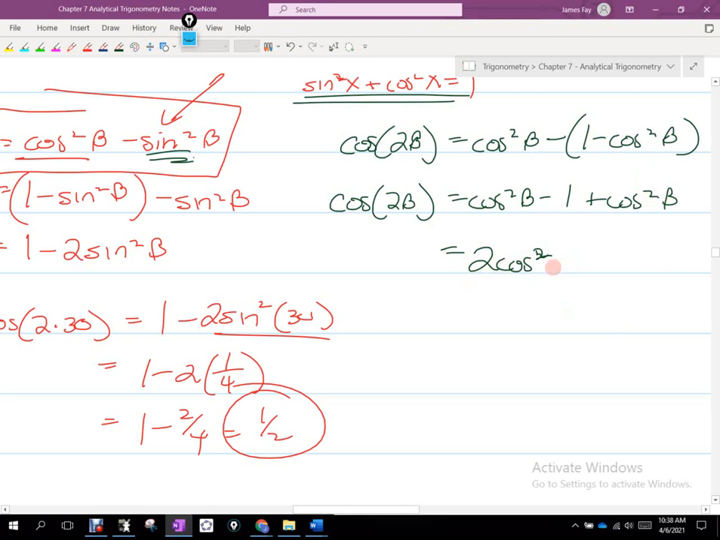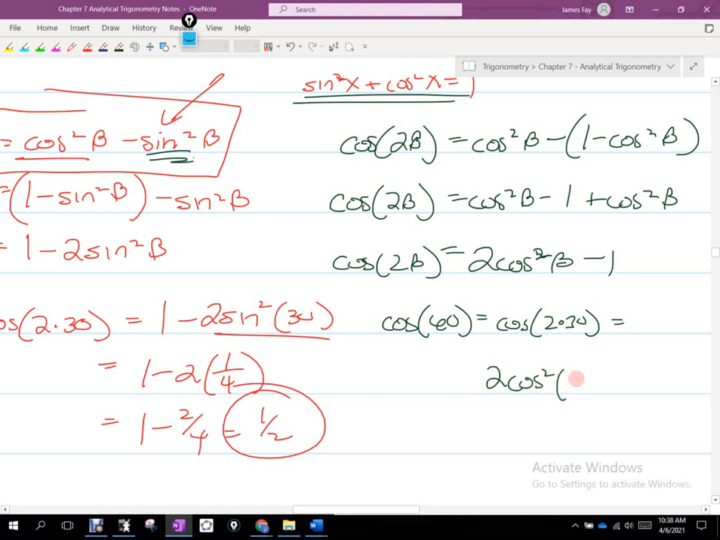So that's 2 cosine squared beta minus 1, right? That's another formula for cosine of 2 beta. Well, let's think: if I wanted cosine of 60, that's the same as cosine of 2 times 30. So now that would be the same as 2 cosine squared of 30 minus 1. So that's 2 times... what's the cosine of 30?